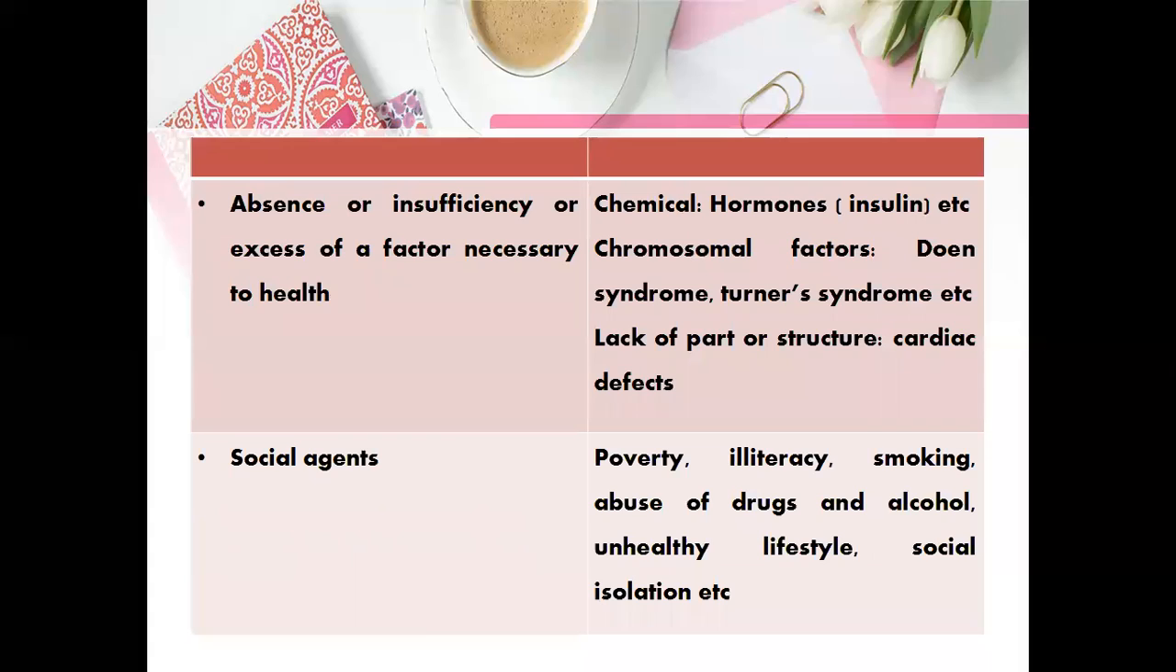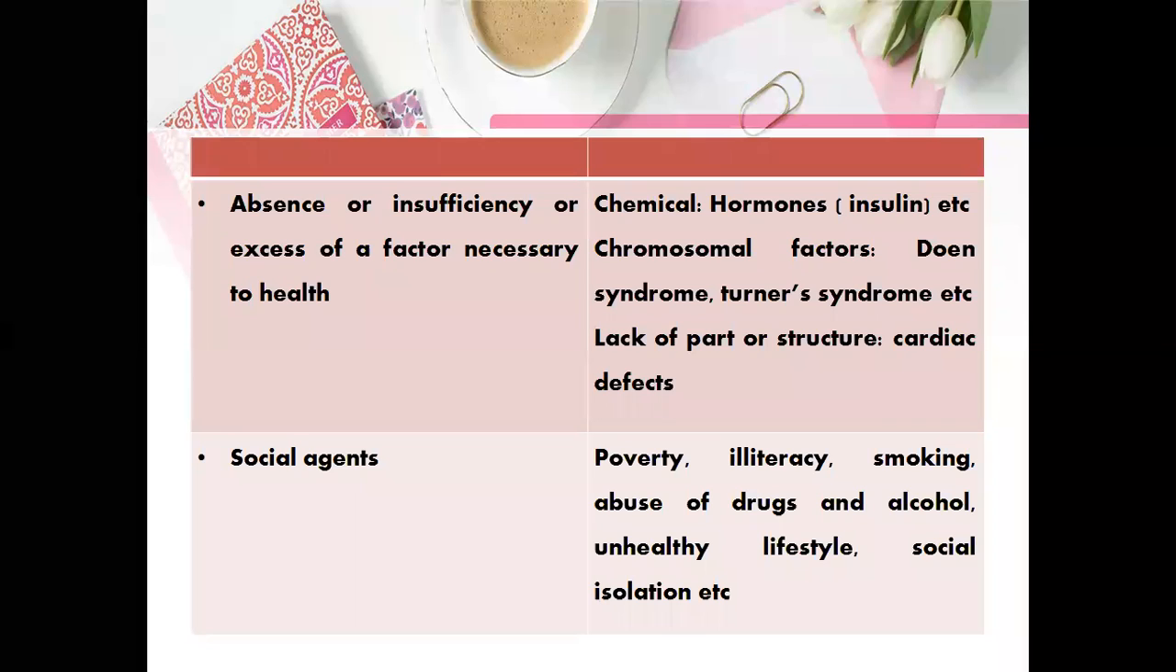Then the next is the absence or insufficiency or excess of a factor necessary to health. This is also somehow similar. Like I've already said, anything which is absent or anything which is less is also very harmful to the body, because we need everything in an adequate or required amount. Nothing should be more and nothing should be less. An example in the chemical category is hormones like insulin. Insulin is very important for the digestion of fats, so the lack of it causes problems.